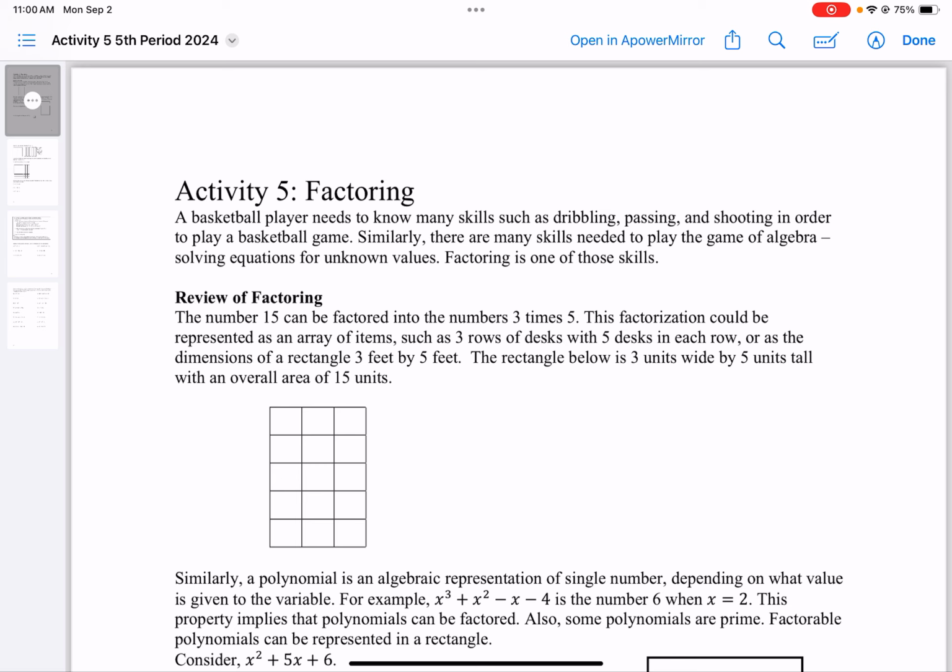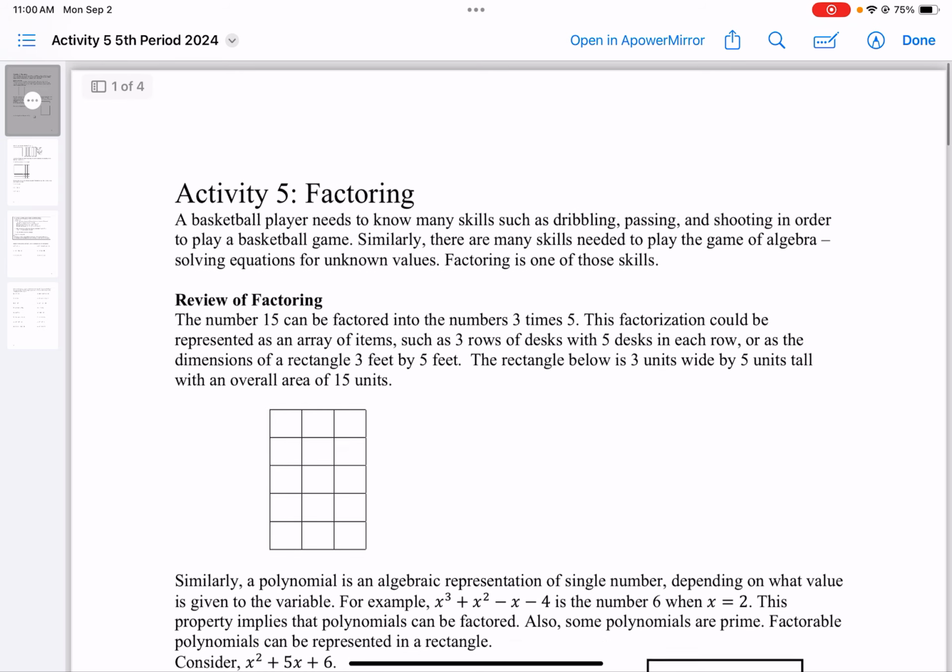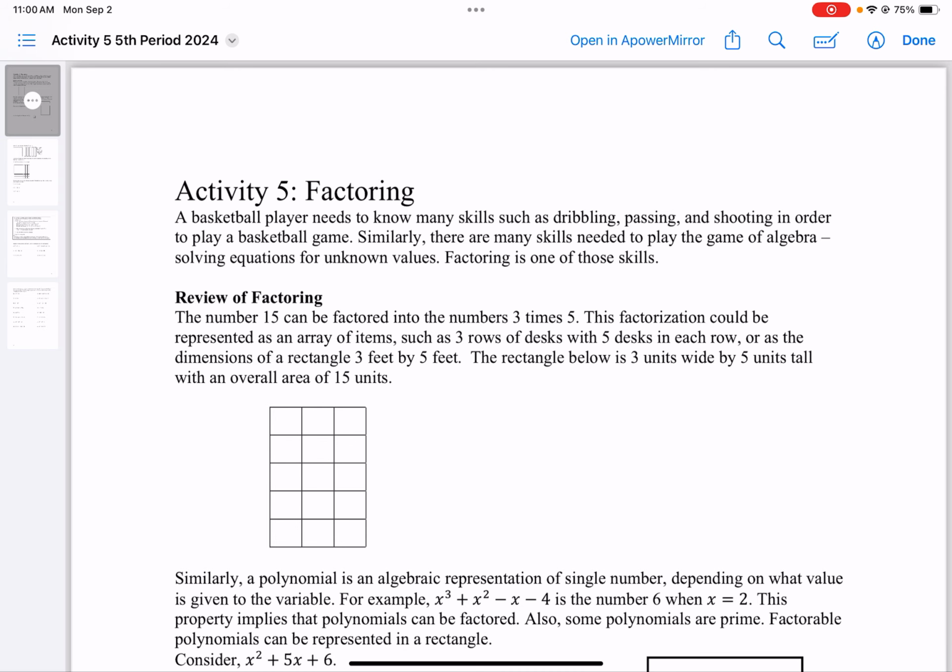Should be there Friday. But anyways, this is activity 5. This is the last activity in this unit. So next time we meet, we will be doing a unit review. And then the time after that will be the unit 1 test. So make sure that you're going back and reviewing through these first 5 activities.